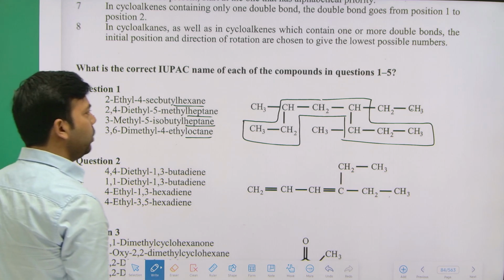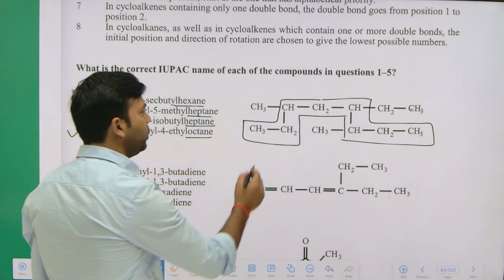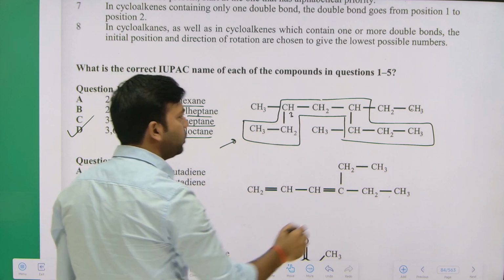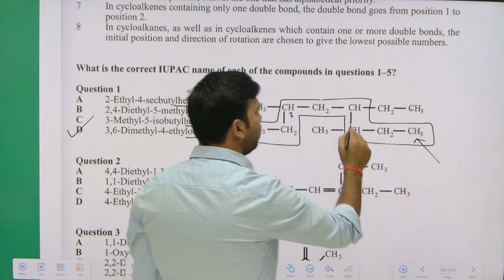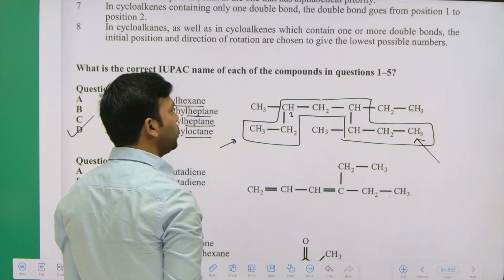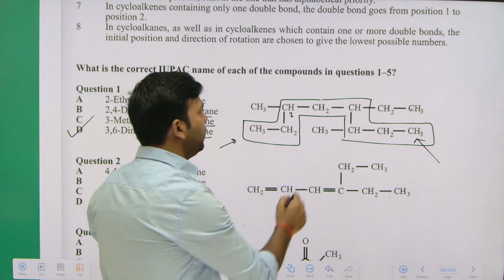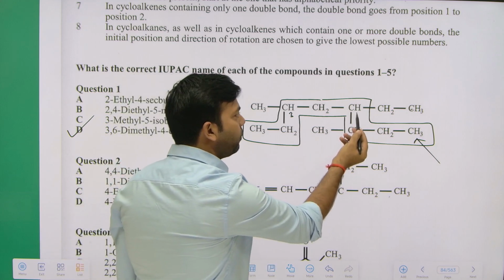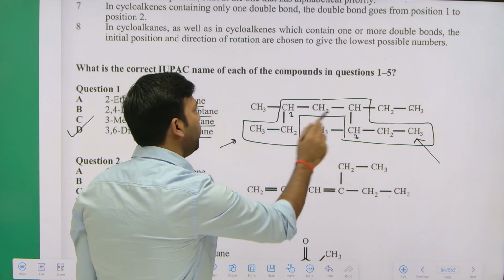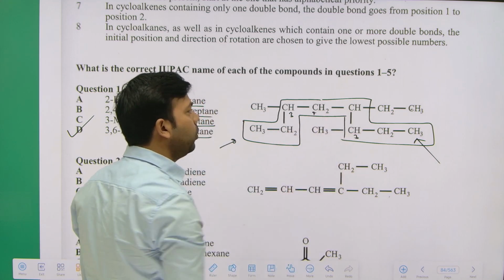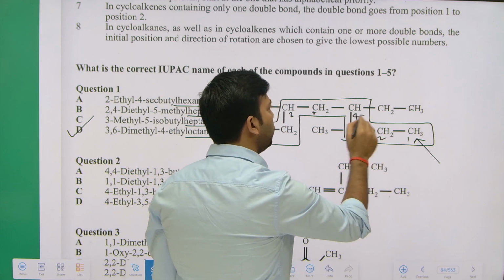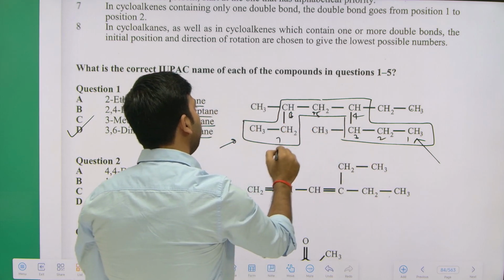If you want to write down the name, you can go with the alphabet order. You can see if you start numbering from this end, number 3 has a branch, and if you start numbering from this end, it will be 1, 2, 3. Number 3 also. Clear? And then the next branch is here at 4, and here the next branch is number 5. 4 and then 5. So 4 will be the correct.